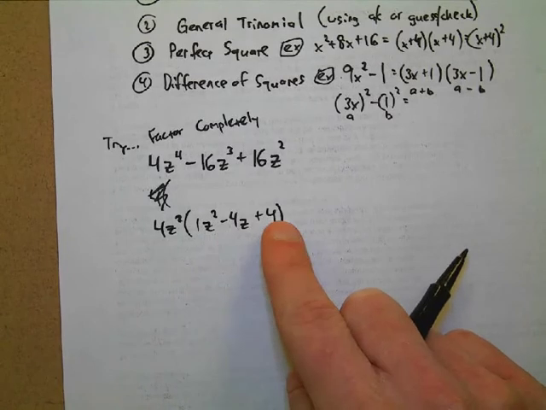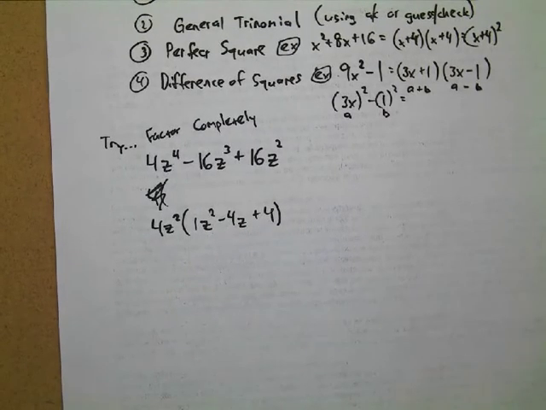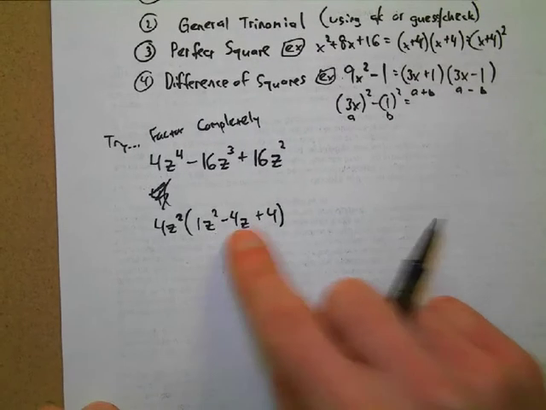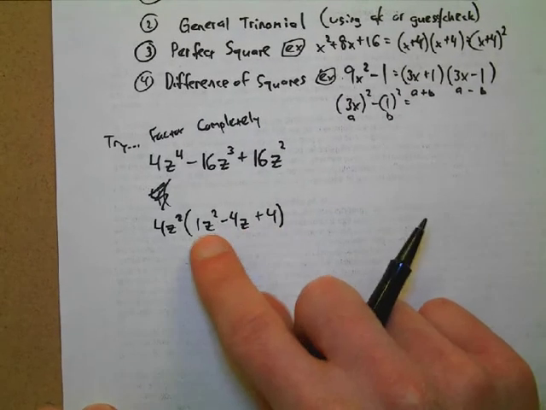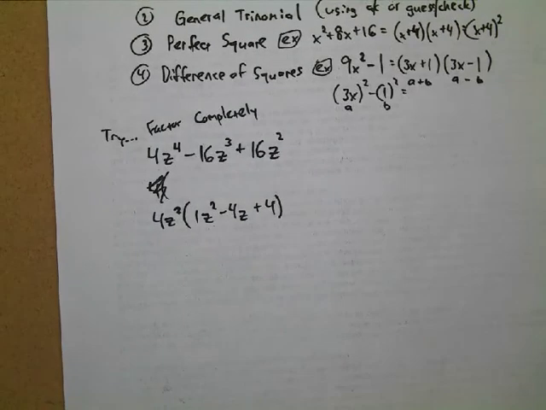Any more GCF? No, there is not. These have z's, this does not. These are both divided by 2, but that one's not. So we're done with that. Did you factor any further? Okay, it does factor further.